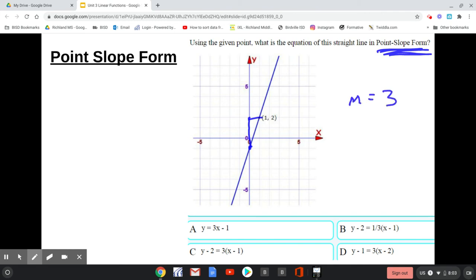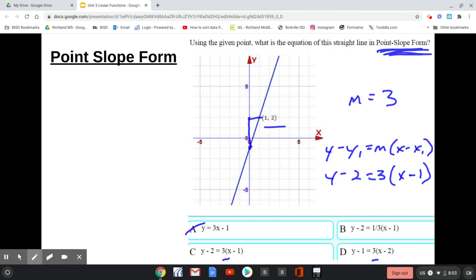And we know this hits at -1, but it can't be this because this is slope-intercept form. They're looking for point slope form. So y minus y1 equals m times x minus x1. And we can see that our slope is 3. So it's going to be this one or this one. And now we just put our points in there. I'm going to put this point here. So we have x minus 1 and then y minus 2. So our answer would be C.